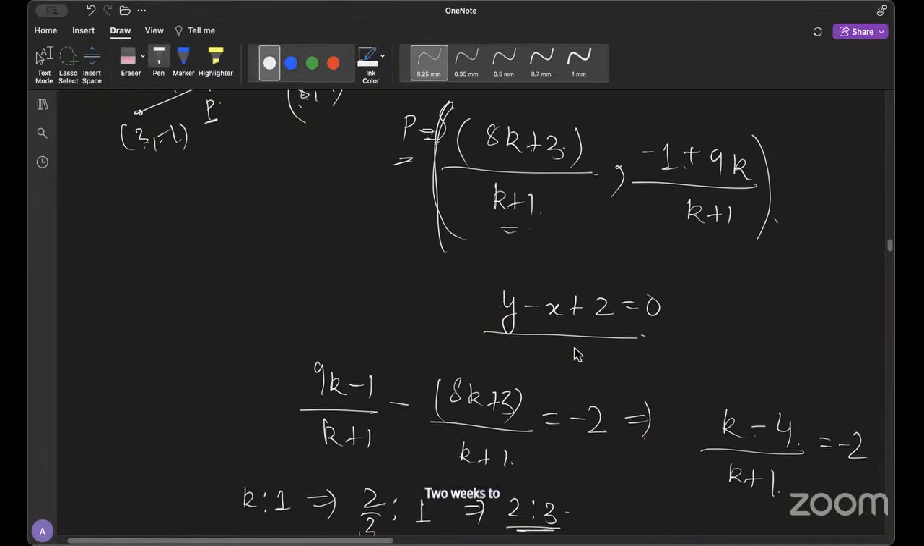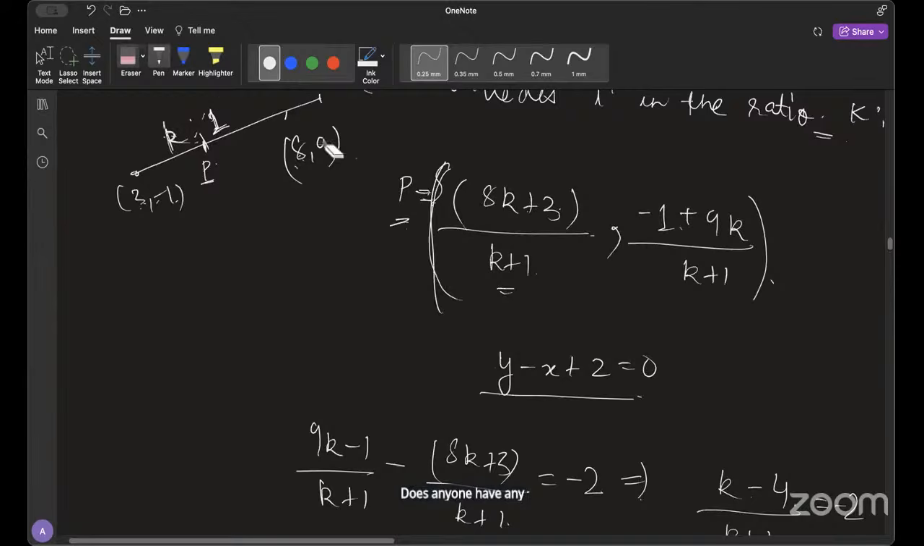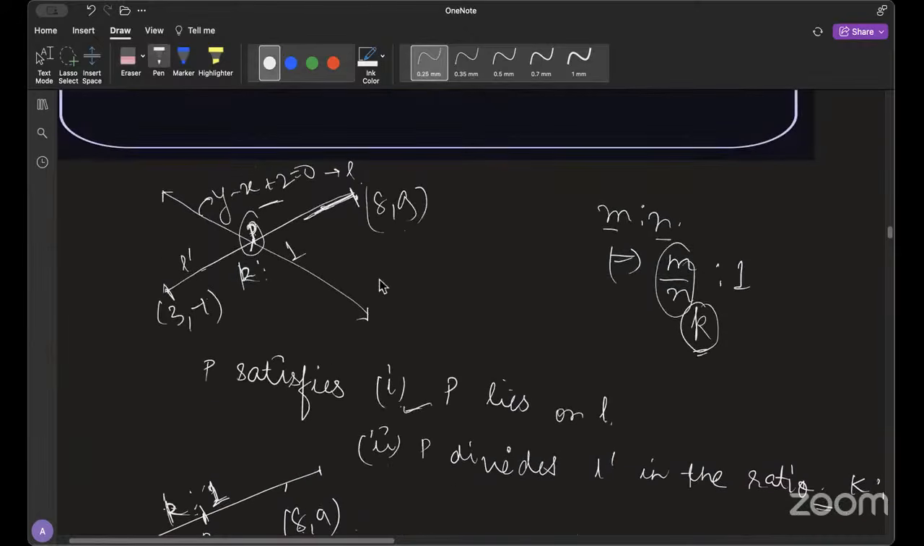Is this fine? Does anyone have any doubt? Go back to the diagram, whatever you have drawn. Yes, ma'am. Suppose the intersection point of these two lines is 8, 9, that end point only. Let's say that is the intersection point. Then what can we say about m and n?